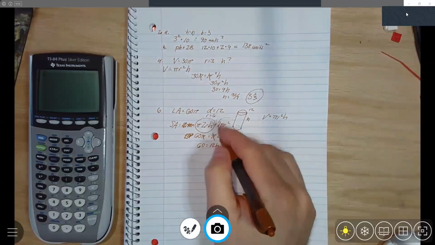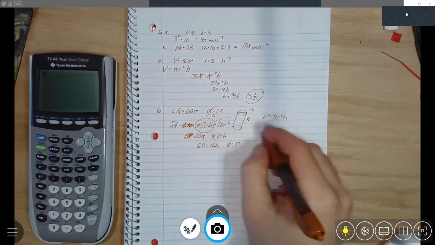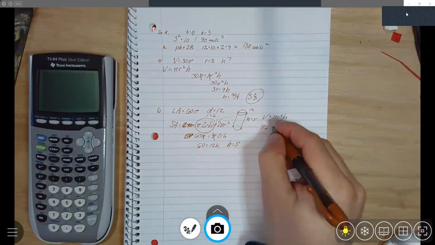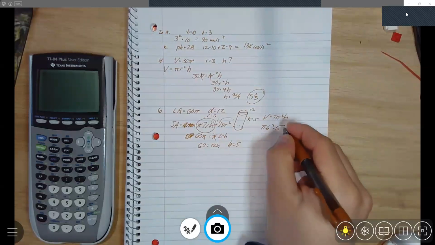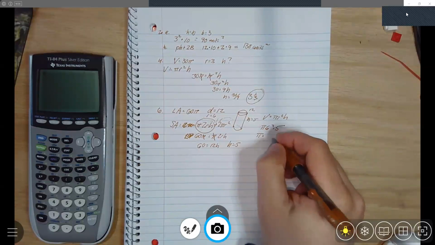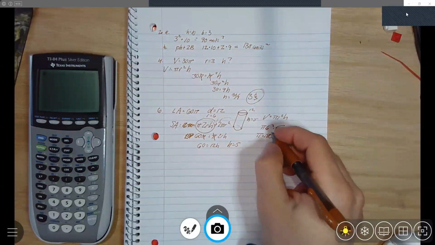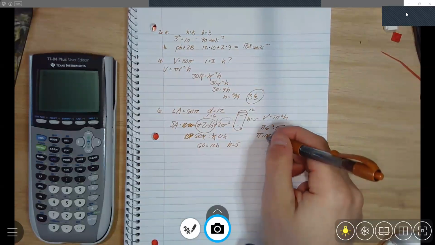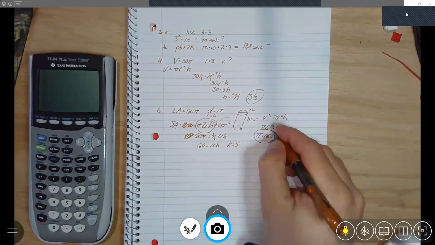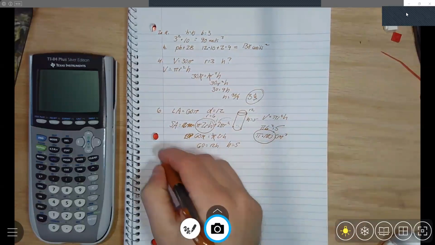So we don't really need this part because we got to find the volume. So we said to find the height, got the height is 5 now. So pi 6 squared times 5. So it's going to be pi times 36 times 5, 180 pi for your volume. And this is going to be in cubic centimeters.